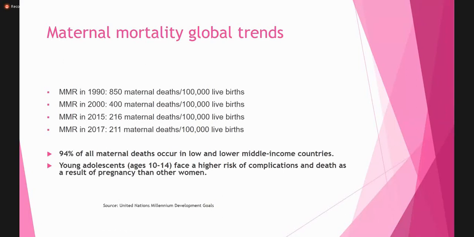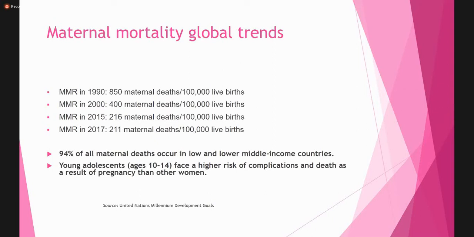Maternal mortality global trends. The maternal mortality ratio in 1990 was 850 maternal deaths per 100,000 live births. We define maternal mortality ratio as the number of recorded maternal deaths during pregnancy or within 42 days after the delivery, divided by the total number of live births in the same period, multiplied by 100,000. So this is how we calculate this.